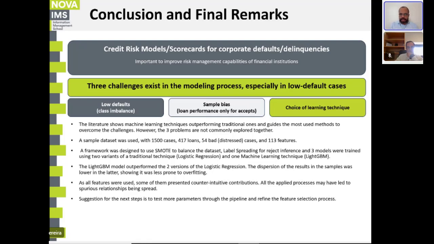As next steps, I would suggest changing the parameters of the pipeline, searching for a way to optimize the pipeline parameters, and refining the feature selection process.